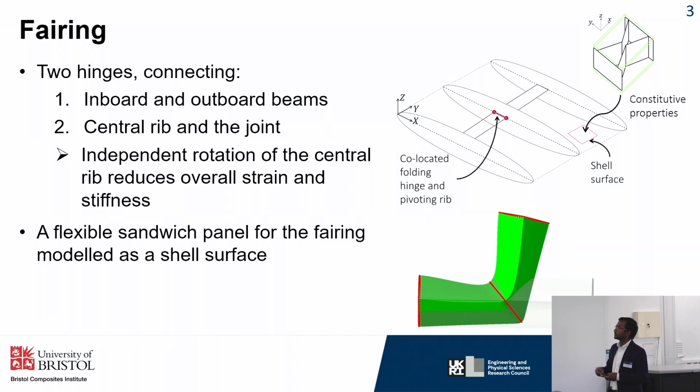The current work that I'm performing is mainly on modeling the deformation of the fairing. And to do that, I'm modeling the fairing as a shell surface and giving it the shell stiffness properties using an ABD matrix. The shell stiffness properties are based on a sandwich panel with a cellular core, which is shown over there.